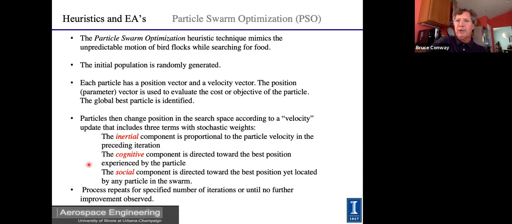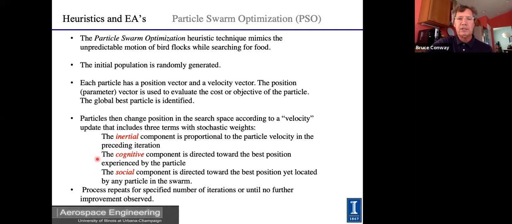personally have ever experienced. Now that's in there because it's possible in this method for a particle to move away from, or to move to a new position that's worse than the position that it was in. So this one's saying, take me back to where I was because it was better. And then the third one, which is the most important, is the social component, which says, take me towards the particle that has found the global best location.